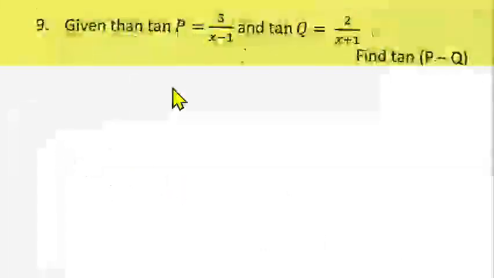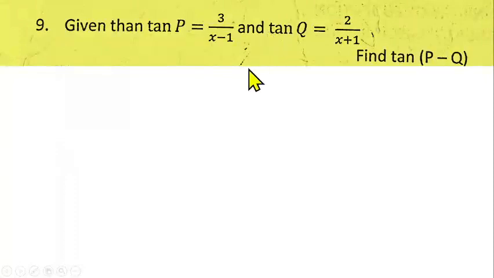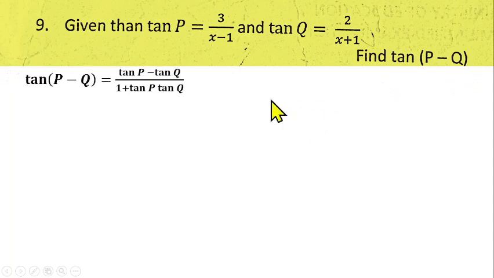Question number 9 is from the trigonometric ratio of compound angle. You are given that tan p is equal to 3 over s minus 1 and tan q is 2 over s plus 1. You have to find tan(p minus q). Like I said, it's from trigonometric ratio of a compound angle.